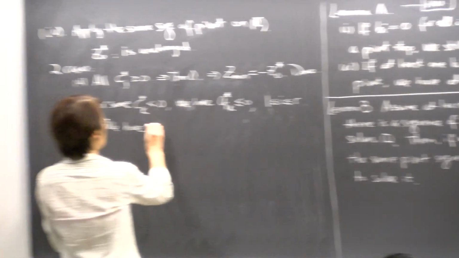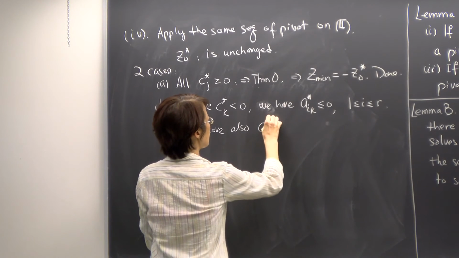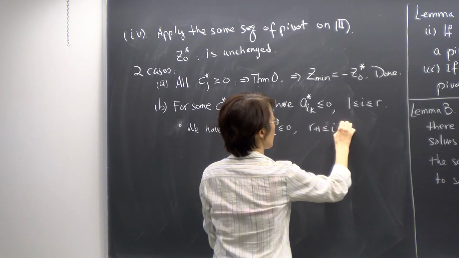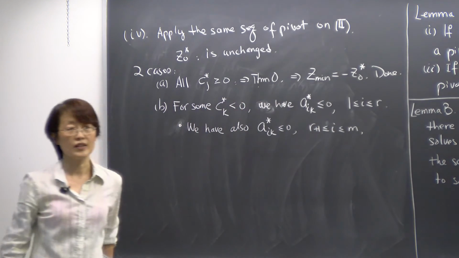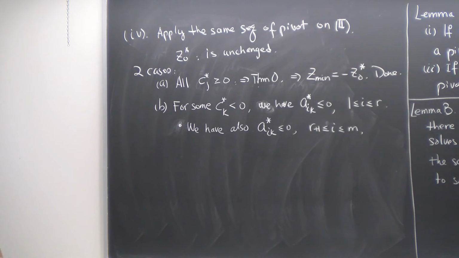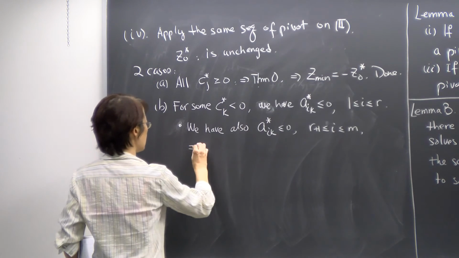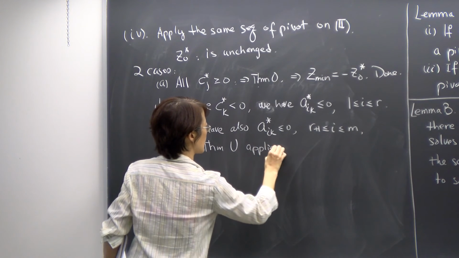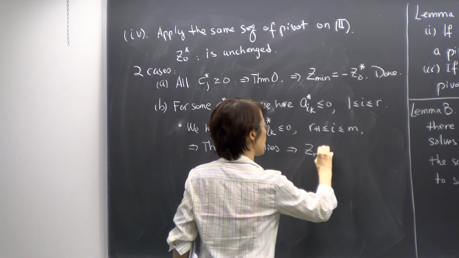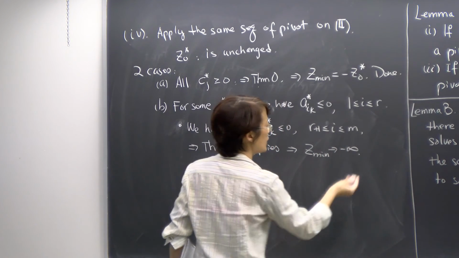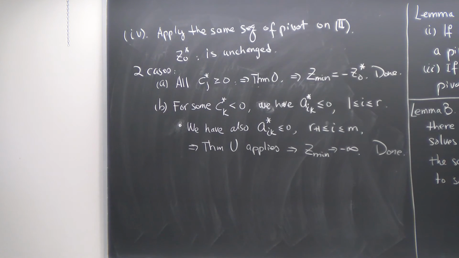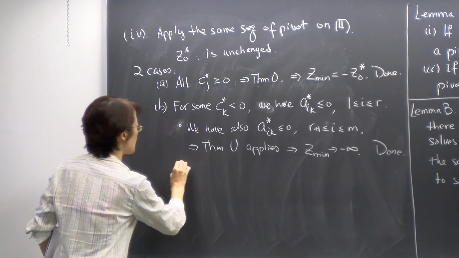Okay, so we have also all the a_ik less than or equal to 0 for all the i's between r plus 1 and m. Then this is the case where you can apply theorem U. And then you conclude that z min goes to negative infinity, and then the problem is finished, and you're done. Right? That's also a favorable case. Then you're finished. You have found a sequence that solves the problem. Okay, but it's the other case that needs more argument.